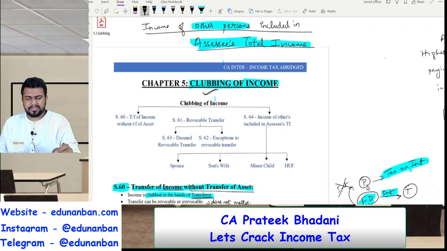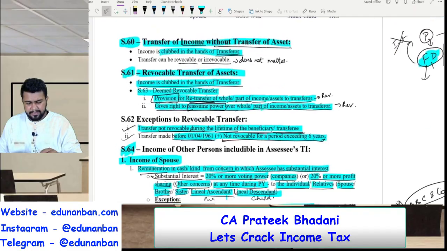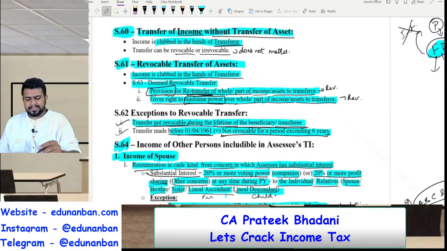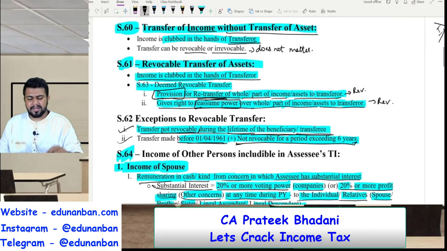Which we fondly call the Clubbing of Income chapter, for the CA Intermediate examinations. So let us start with Section 60 in the clubbing chapter. Section 60 says if there is any transfer of income without the transfer of the asset, then income is clubbed in the hands of the transferor.